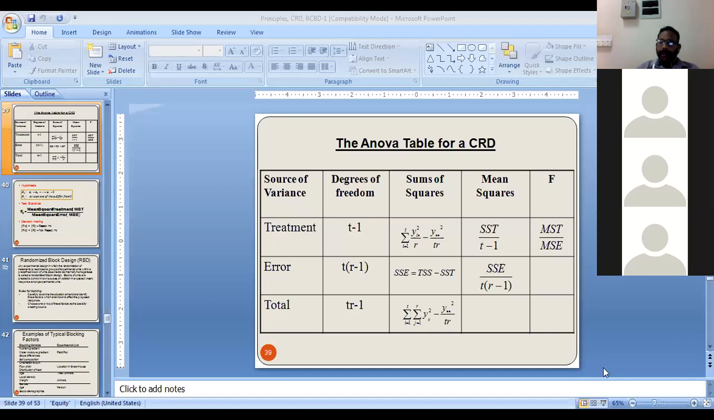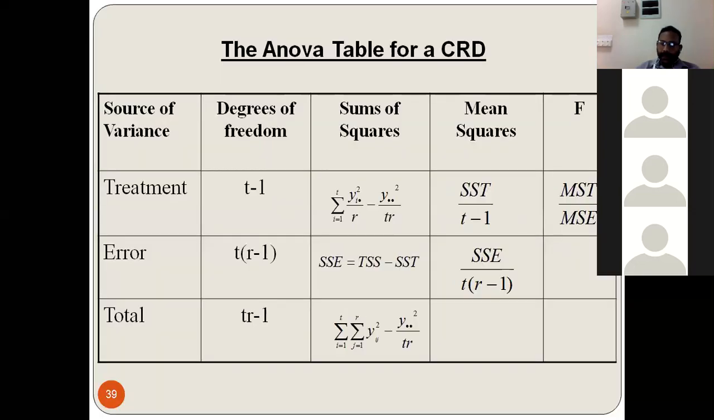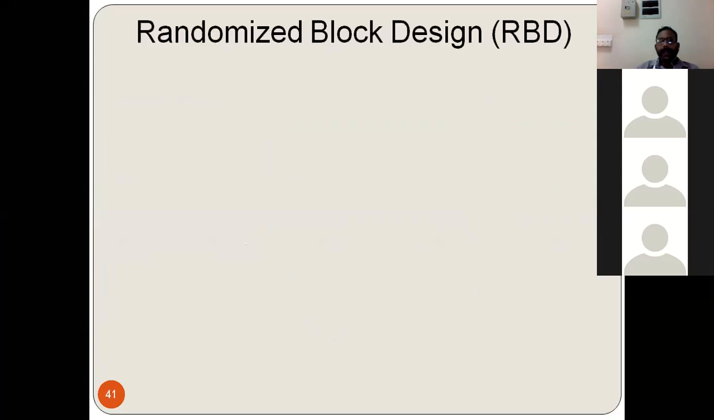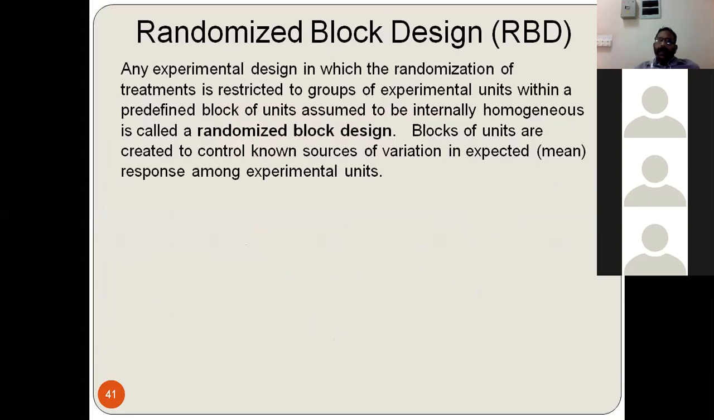So that is the example we did for CRD, completely randomized design. Now we will move to the other type of design. It is called randomized block design. Randomized block design means all the treatments are going to appear in the block at least once. And also, a new term, what is that? The block. What do you mean by block? We will see that also in this particular design.